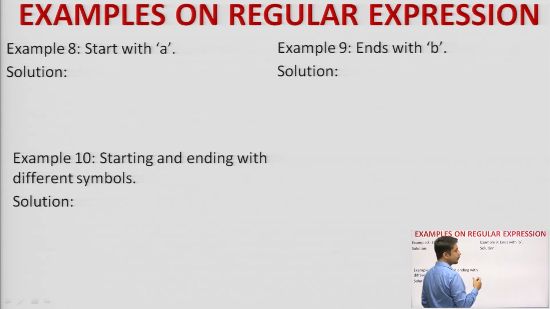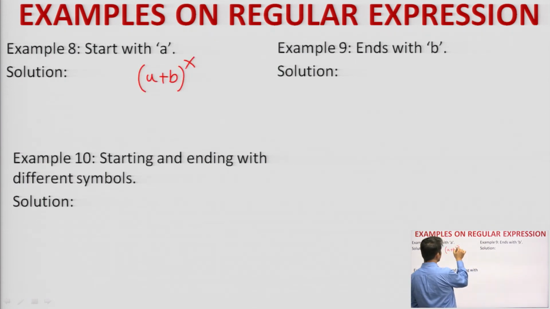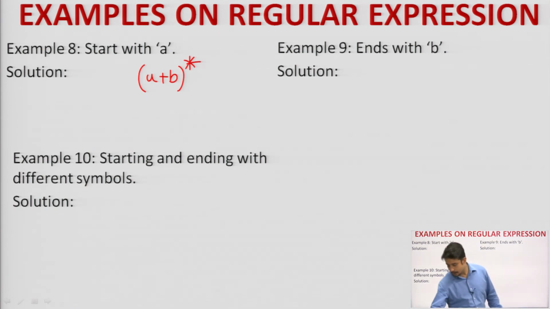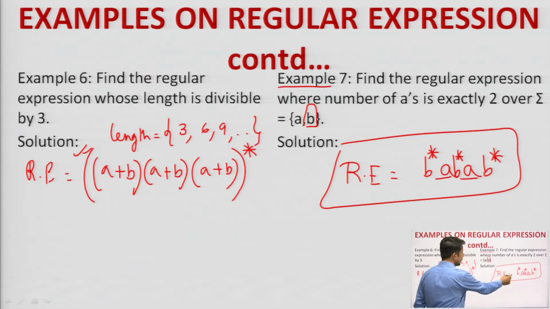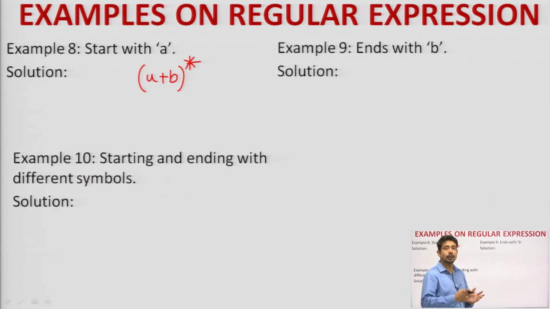Now, if I want any possible combination of a and b, we generally write (a plus b) whole to the power asterisk. This will give you any possible combination of a and b. But in the previous slide, I have not taken a plus b here, because I need only b, I cannot take a. That is why I have taken b to the power Kleene closure. But if I want any possible combination of a and b, we write like this.